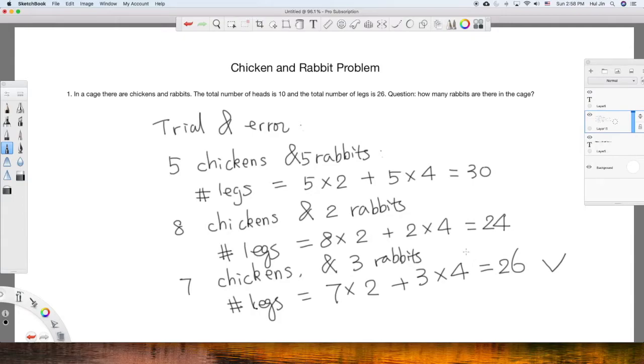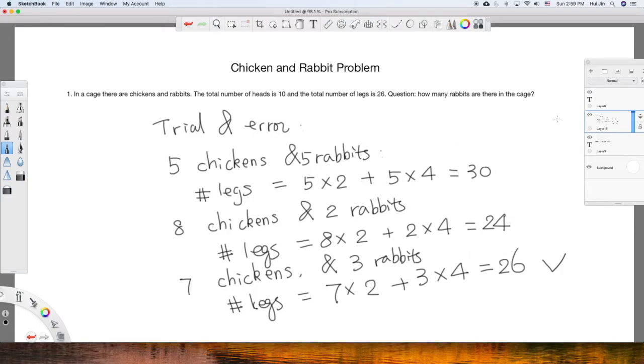Okay, and this is the method of trial and error. Now, by doing trial and error, you are taking the indications, right? You're using the number of legs and how far it is from the target to get an idea if you're close or not. And that's a very, very useful method.